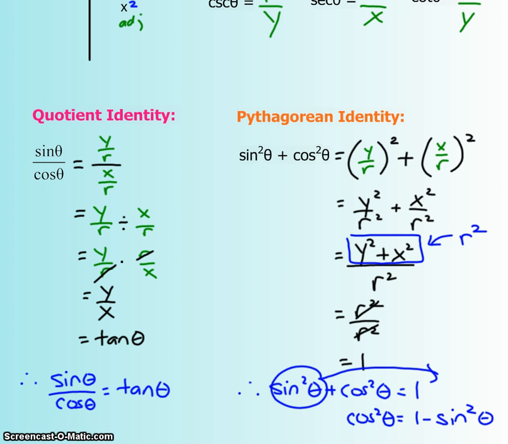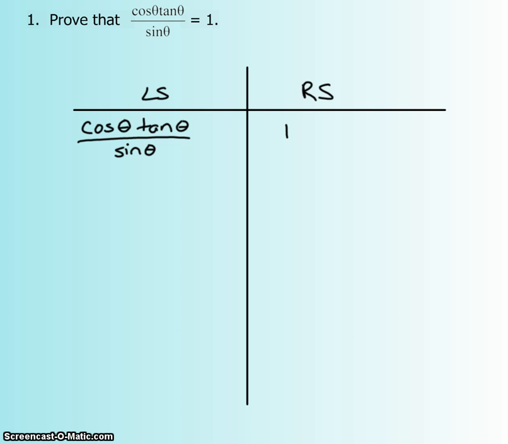So I gave you a lot of background information. Let's check out an example. Here's an example. They want you to prove that cos theta times tan theta over sine theta is equal to 1. This equals will go in the middle of your left-hand side and your right-hand side. So all this stuff is your left-hand side, and that's why I wrote it here. All this is your right-hand side, and that's why I wrote it right there.